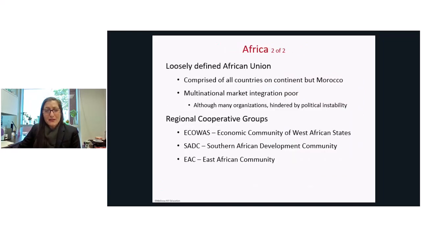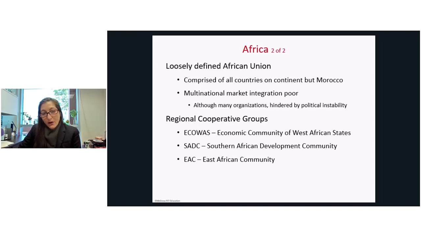So what is the African Union? Well, it's comprised of all countries on the continent except for Morocco. It's a multinational market, but it's poorly integrated. And although many organisations are involved, it's actually quite hindered by political instability. We do have regional economic groups. We've got the Economic Community of Western African States, the Southern African Development Community, and the East African Community.